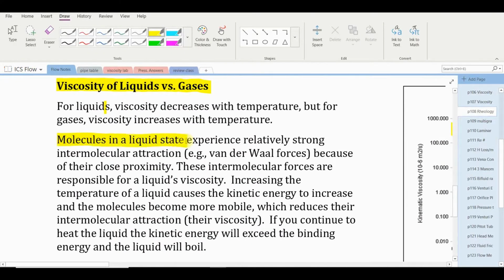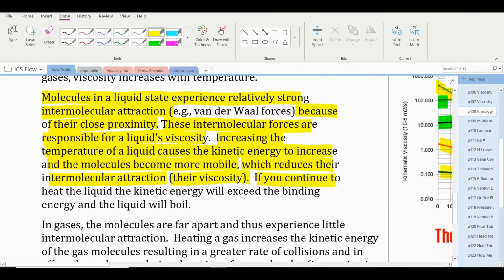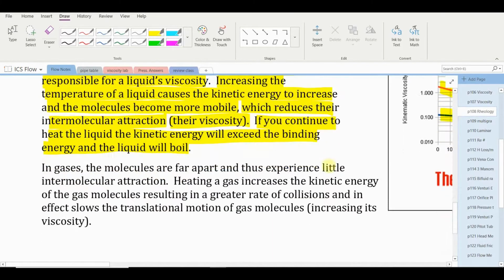Molecules in the liquid state experience relatively strong intermolecular forces because they're close together. These intermolecular forces are responsible for a liquid's viscosity. If you increase the temperature of a liquid, it causes the kinetic energy to increase, and the molecules become more mobile, and that reduces their intermolecular attraction. It reduces their viscosity. In fact, if you continue to heat the liquid, the kinetic energy will exceed the attractive force or binding energy, and the liquid will ultimately boil. Those are liquids. What about gases?